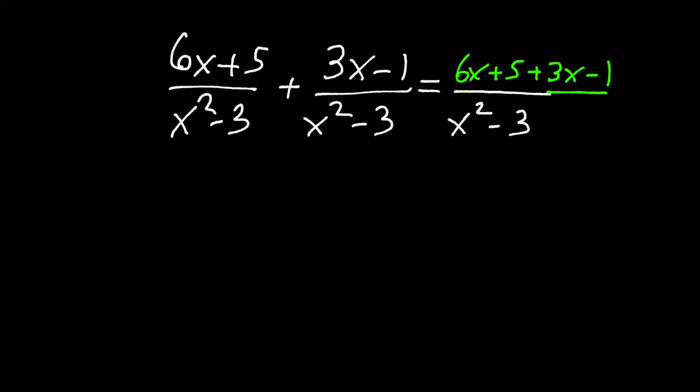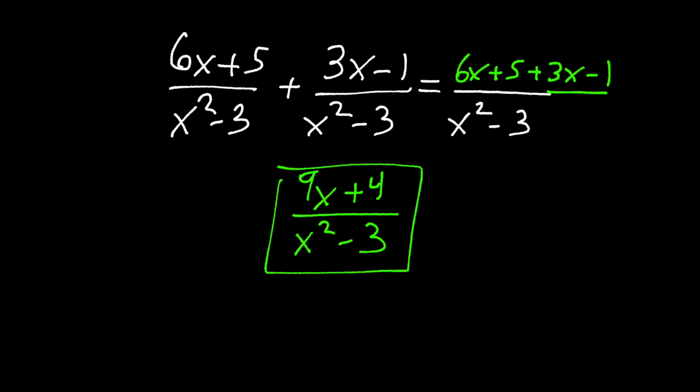We're going to combine some like terms. So 6x plus 3x is 9x. 5 plus a negative 1, or 5 minus 1, is a positive 4. And that's going to go over x squared minus 3. And try as we might, there's nothing we can do to simplify this one either, so we are done with this problem. We have successfully added these rational expressions together.